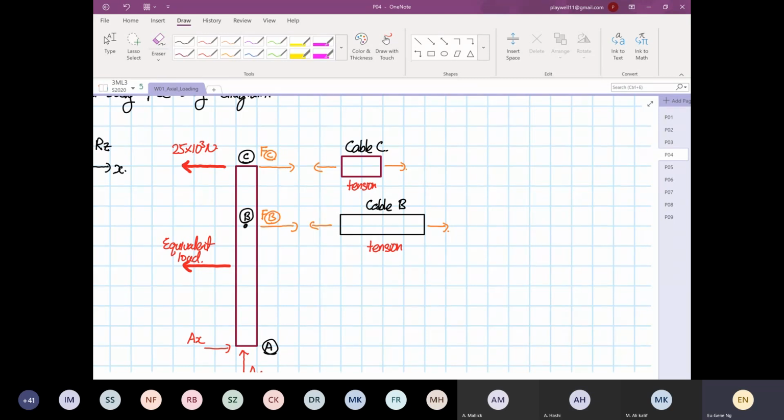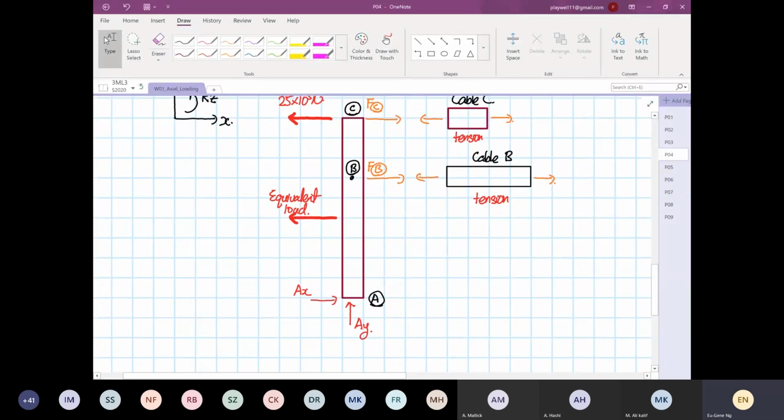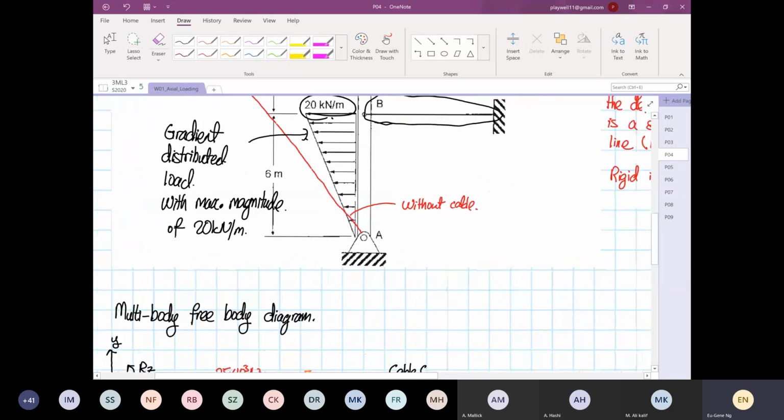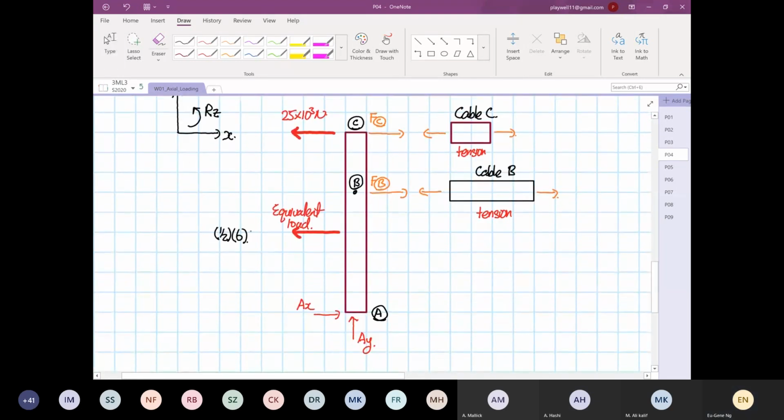Right. So the equivalent load over here. Next I want to focus on the equivalent. I think the most difficult aspect of this example is the equivalent load. So the equivalent load over here is basically half times 6. Why 6? Because the length is 6 meters, and then multiplied by 20 times 10 to the power 3. Half times 6 times 20 times 10 to the power 3.